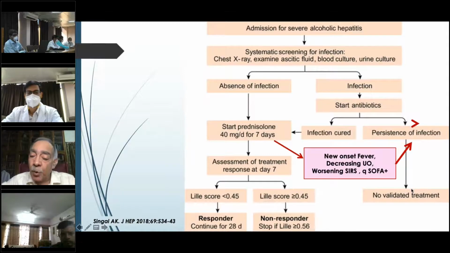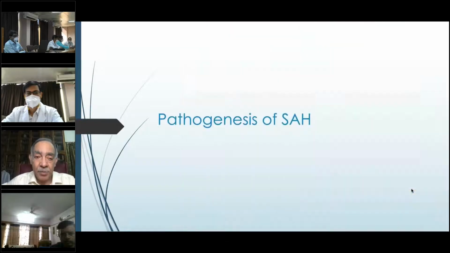If infections do not respond and the patient cannot have a liver transplant, this is where experimental therapies are being explored, like fecal microbiota transplantation and other therapies. A brief word about the pathogenesis of alcoholic hepatitis.